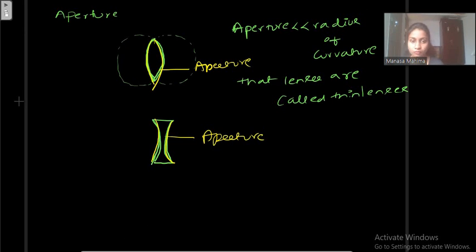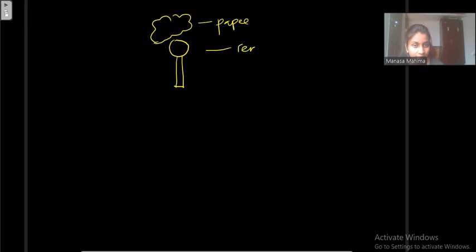Next we need to know about the principal focus as well as the focal length. While explaining the mirrors, I explained about the principal focus, right? How can we determine that principal focus? For that we have one activity, the same activity which we learnt in the mirror case. We have to take a paper and a lens, and we have to arrange the lens in such a way that we get a bright spot on the paper.